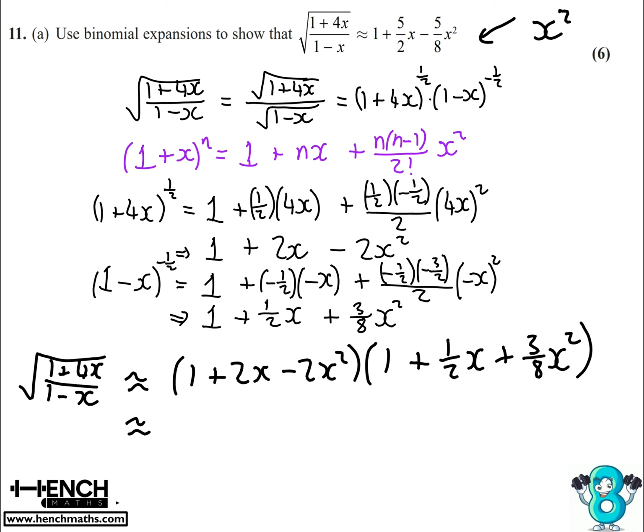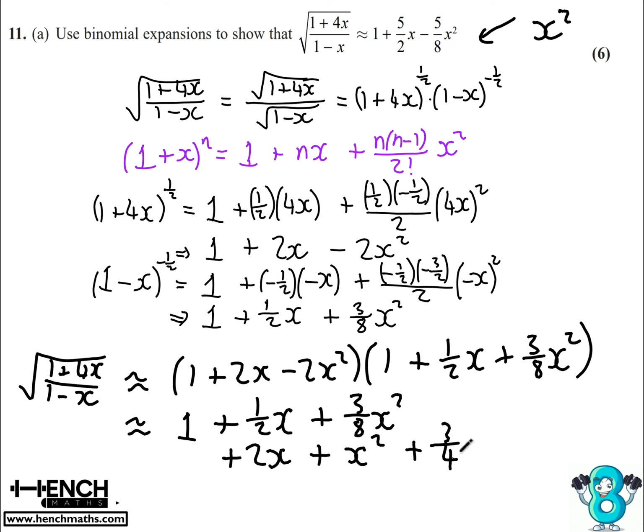I'll show you what I mean. So I'm going to do 1 times all of the second bracket, so you're going to get 1 plus a half x plus 3/8 x squared. I'm then going to multiply everything by 2x, but I'm going to move it along one. So 2x times 1 is plus 2x. 2x times a half x is going to be plus x squared. And then 2x times 3/8 x squared gives x cubed. So that would be 3 over 8 times 2, so 6 over 8, 3/4 of x cubed.